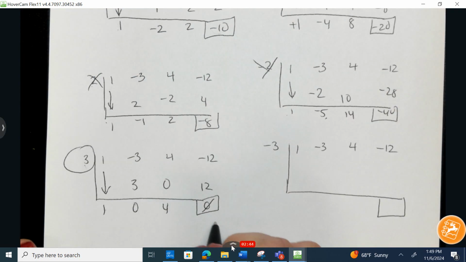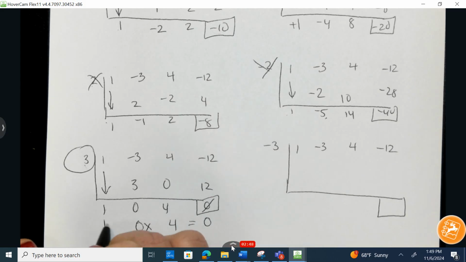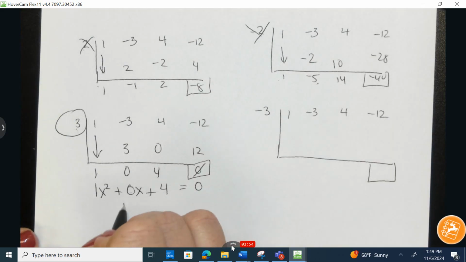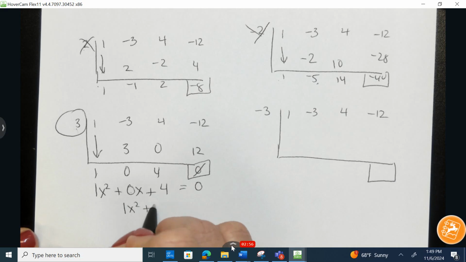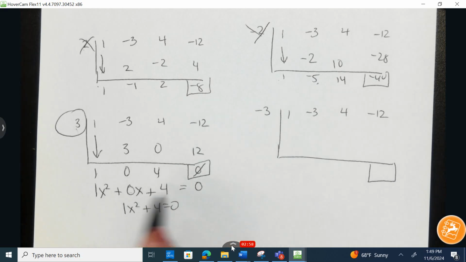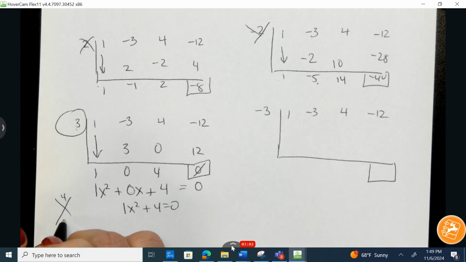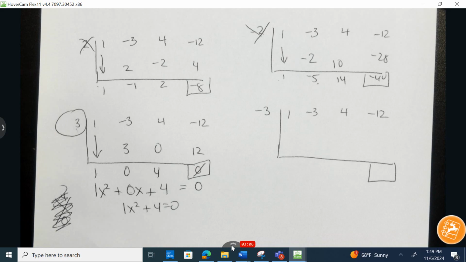I'm going to take what I have remaining. 0 equals 1x squared plus 0x plus 4, and I want to solve this. Well, 0 times x is simply 0. And I could go ahead and try to factor, 1 times 4 is 4, multiplies to get 0, right? I could do that, but we'd see that it's not factorable.